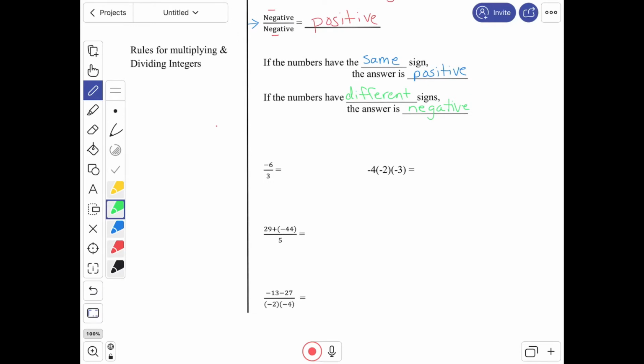So let's do some quick examples. Negative 6 divided by 3, different signs, so the answer is going to be negative 2. And sometimes on ones with more than one digit, it's helpful just to take 2 at a time. So negative 4 times negative 2 would make positive 8. Then positive 8 times negative 3 makes negative 24.